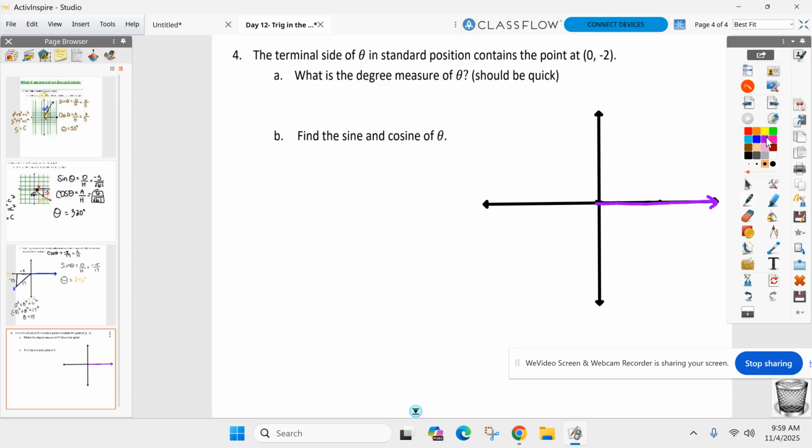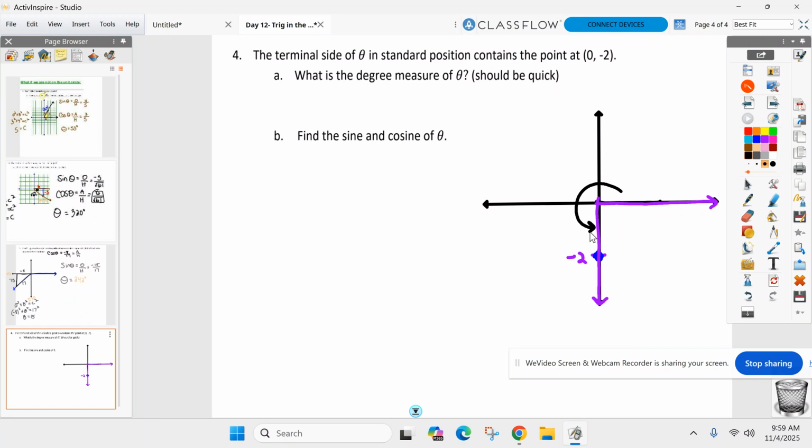Wait, which quadrant would it be? It's not in any quadrant. Where's 0, -2? On the line, right? Right here. There's the point. So there's the other side of my angle. And this is why it should be quick in parentheses. What's that degree measure right now?